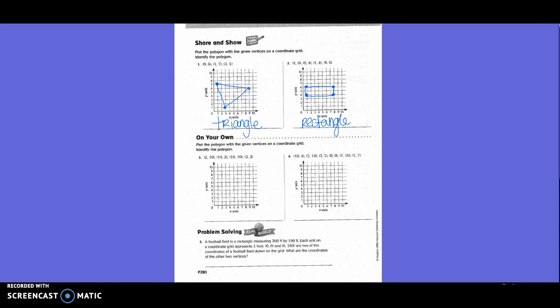Okay. So on your own, plot the polygon with the given vertices on a coordinate grid. Identify the polygon. You are going to do that with your partner, and then we'll go over it here in a second. Problem solving.